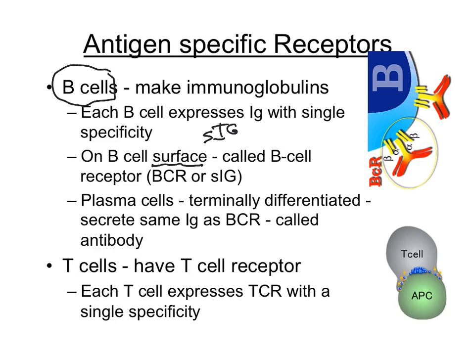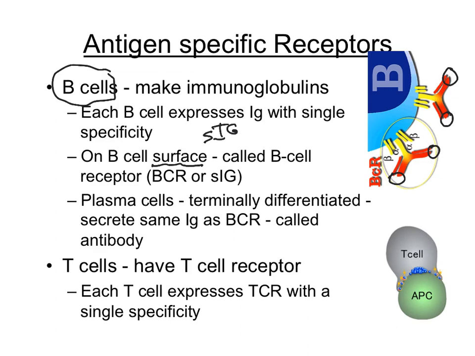So on this cell shown on the right of the slide, the two B cell receptors, or surface immunoglobulins, have antigen recognizing domains that I've just circled. They all recognize the same antigen. So one B cell can only express one antigen-specific surface immunoglobulin.